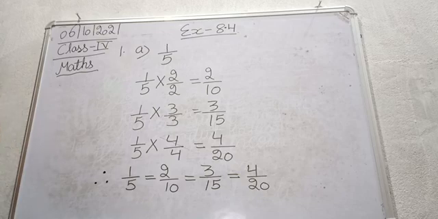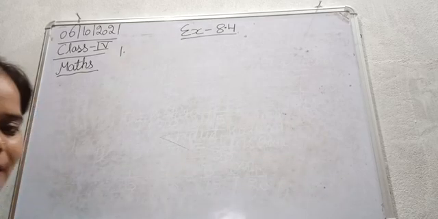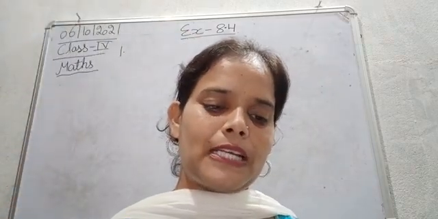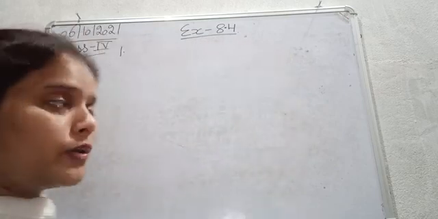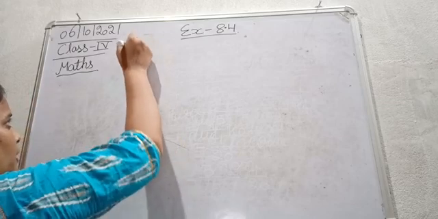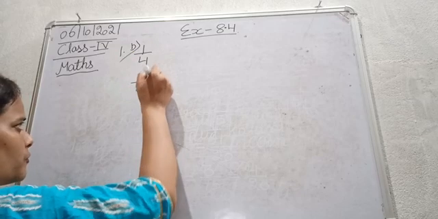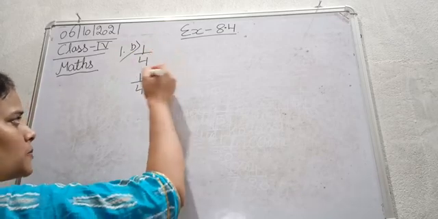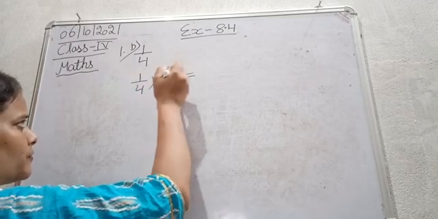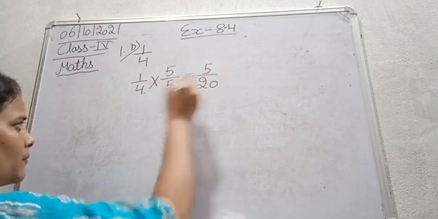Okay, done? Chalo. Moving next to the B part. So the B part is, again, we had to find the equivalent fractions to it. The B part is 1 upon 4. So let's find three equivalent fractions to 1 upon 4. Let's multiply 1 upon 4 with any three numbers. So I am multiplying it with 5. 1 5s are 5, 4 5s are 20.